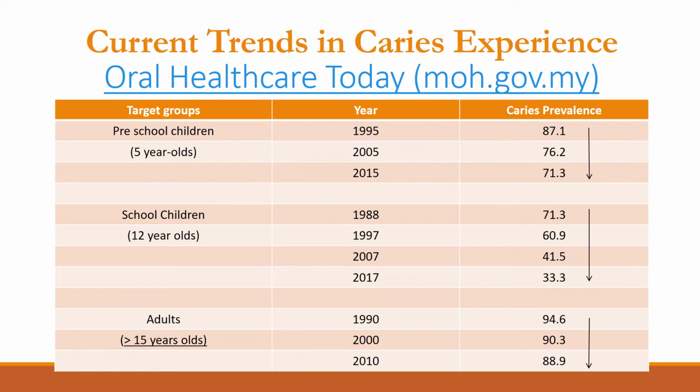So current trends in dental caries. This is in Malaysia, which is taken from moh.gov.my. Among the 5-year-olds, in 1995 it was 87.1. In 2005, it was 76.2. In 2015, it is 71.3 among 5-year-olds. Coming to school children of 12 years old, in 1988, it was 71.3. In 1997, it was 60.9. In 2007, it is 41.5. In 2017, it is 33.3. So, looking at these values, one can conclude that the prevalence of dental caries is going down.